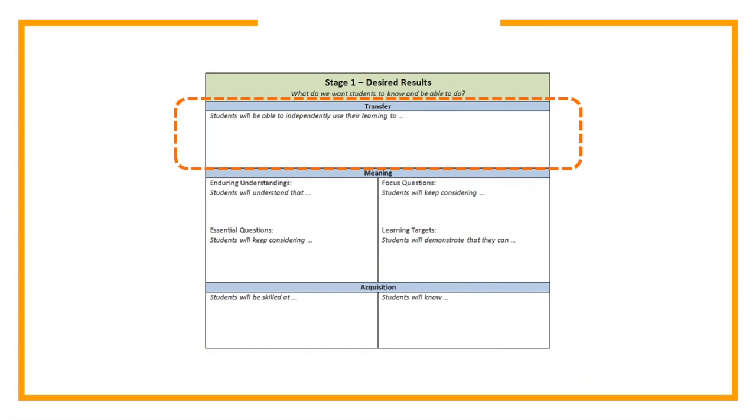So let's start talking about transfer, because if I'm beginning with the end in mind, I have to start with my transfer goal. This is really the end in mind. What am I going to teach them in this unit that they will then independently be able to use in other contexts and other settings? This is a game changer, really, if you think about it.